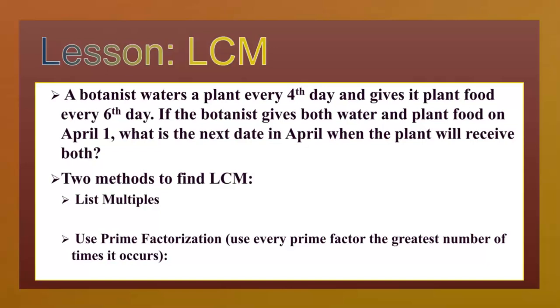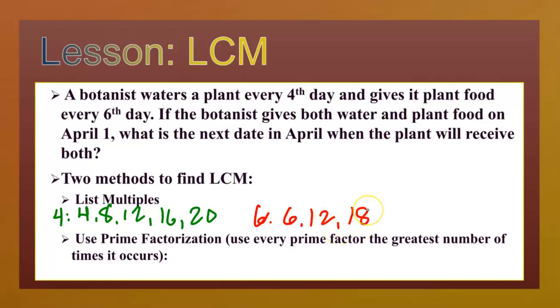So if I'm going to do the multiples of 4, I would have 4, 8, 12, 16, 20, and I'll leave it there, and then I'll just start with 6s now. So for 6s, the multiples of 6 would be 6, 12, 18, but I'm going to stop there because I notice they both have a 12. That's the smallest number they have in common. So the least common multiple would be 12. So that is one method you could use.